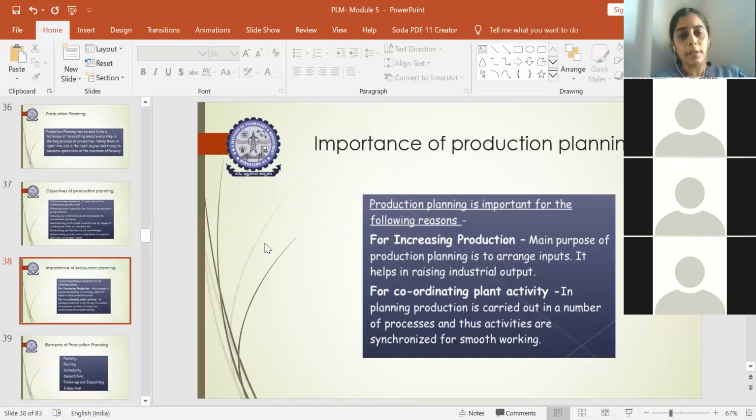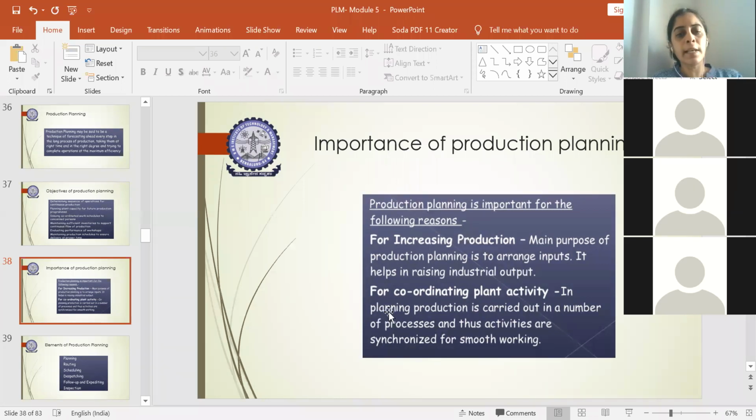So this is about, we have to start with the importance of production planning. In this you have to see how you will be benefited. If you use production planning, it will help you get an increase in production, because the main purpose of production planning is to arrange the input systematically. If it is arranged systematically, it will obviously help in raising the output of any product, right? So this helps in increasing our production.